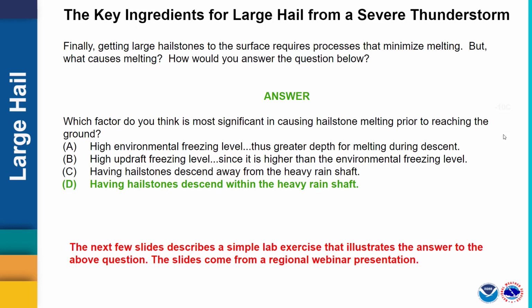Their impacts, however, are much less for very large hailstones than for marginally severe stones. More significant, however, is whether hail falls within or outside of the heavy rain. A simple lab exercise can be performed to illustrate why that is correct.